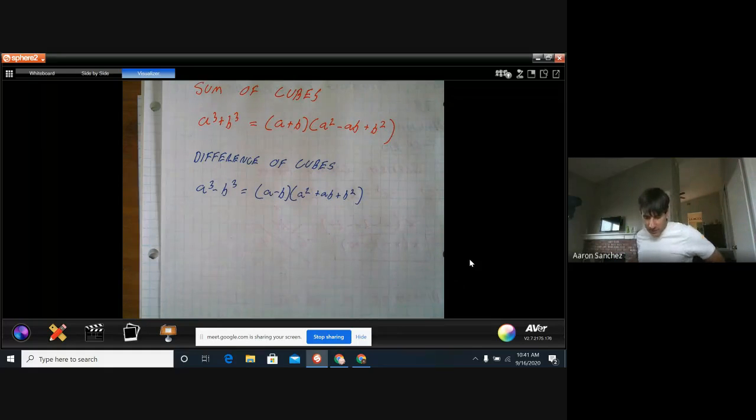And then 15 is also the difference of cubes. 17 is the difference of cubes. So we'll do 13 and 17 together. Okay? So make sure you have those written down, sum of cubes and the difference of cubes.